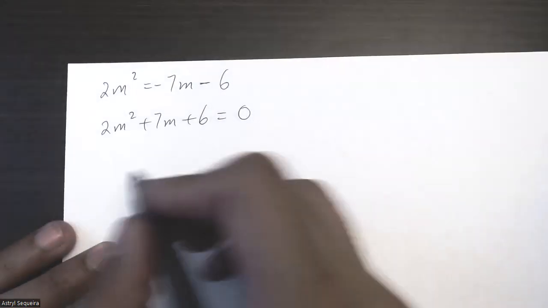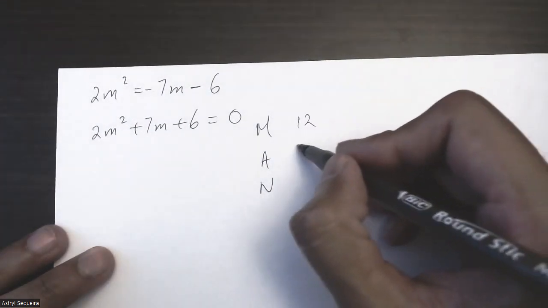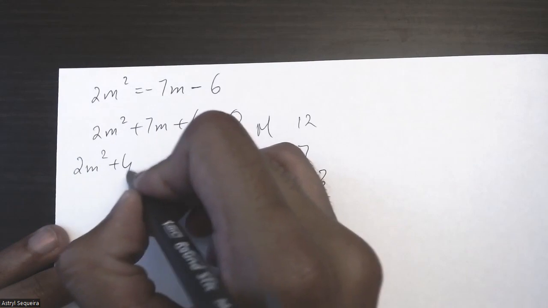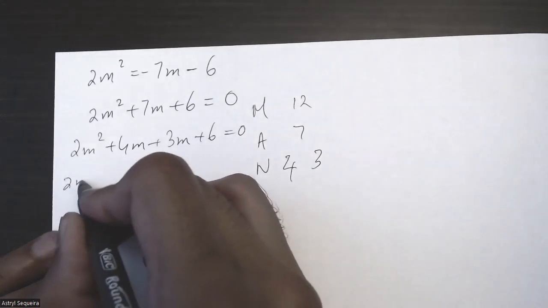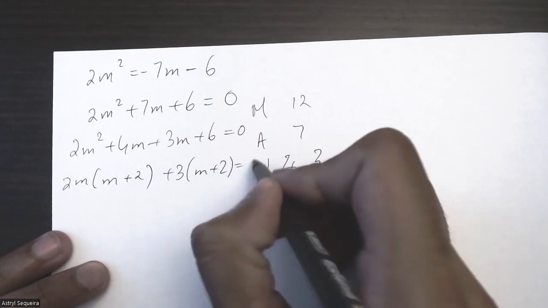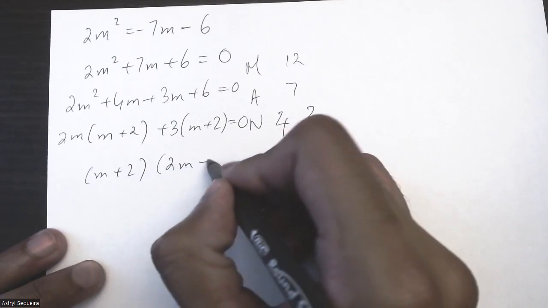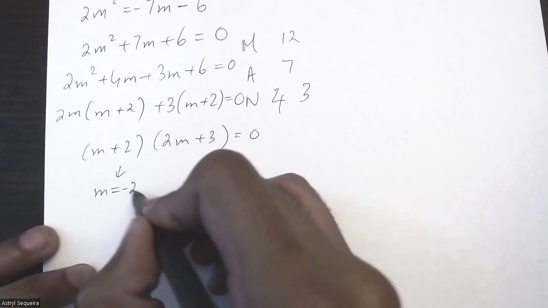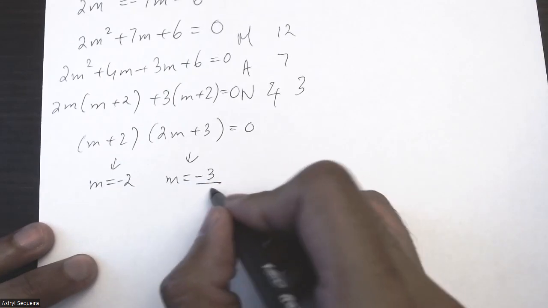Now I can factor it using man. So what multiplies to 12 and adds to 7? It's 4 and 3. So I'll do grouping now. Common factor here is 2m. Common factor here is 3. Now I'm left with (m + 2)(2m + 3) = 0. Here m = -2, and here m = -3/2.